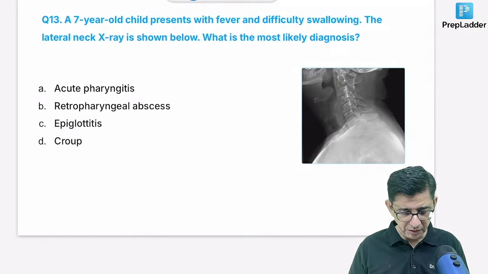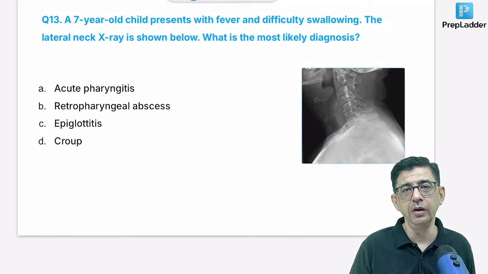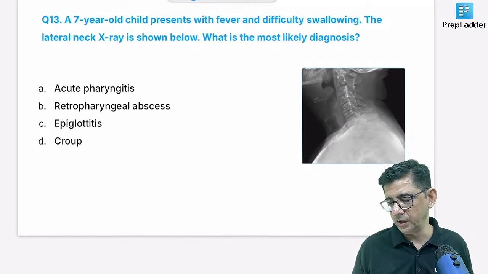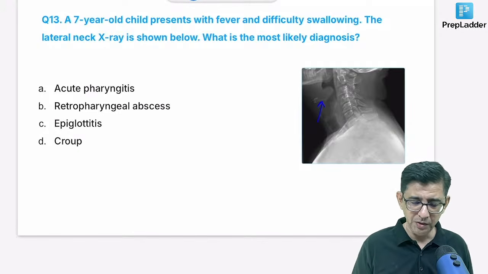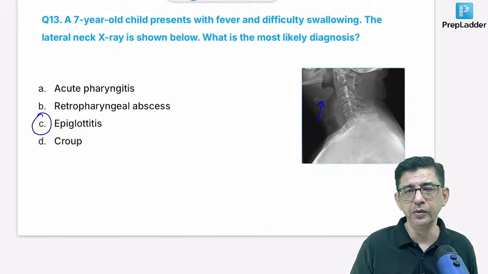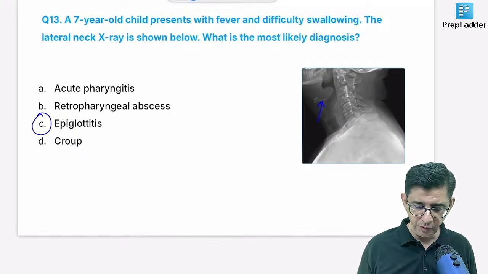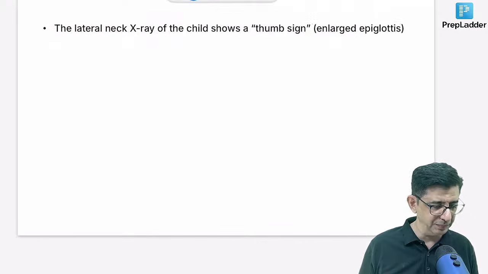Okay, so the next one is again a spot diagnosis that you can pick up in the case. This would be epiglottitis because you can see the thumb sign present. So the answer in this case is option C. That's standard bread and butter questions for you guys. And epiglottitis, laryngotracheobronchitis is what you study in multiple other subjects as well.